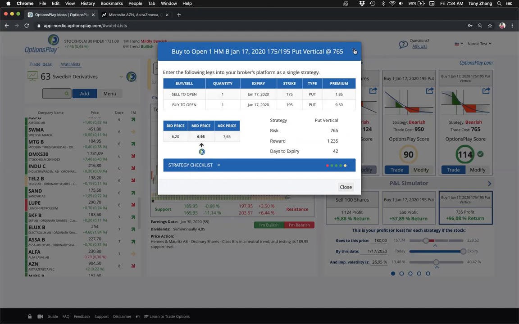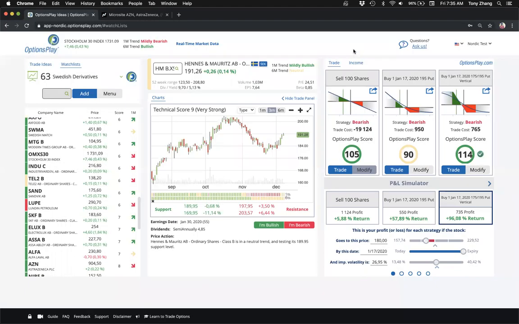So next time you're going to execute an options trade, you always want to take a look at the strategy checklist and make sure that you enter this trade appropriately into your platform. So that's a very quick overview of how to utilize OptionsPlay if you have a bullish or bearish view on an underlying stock. But many of you may not necessarily have a strong directional view on a stock that you're owning and you're just holding on to it for a while.